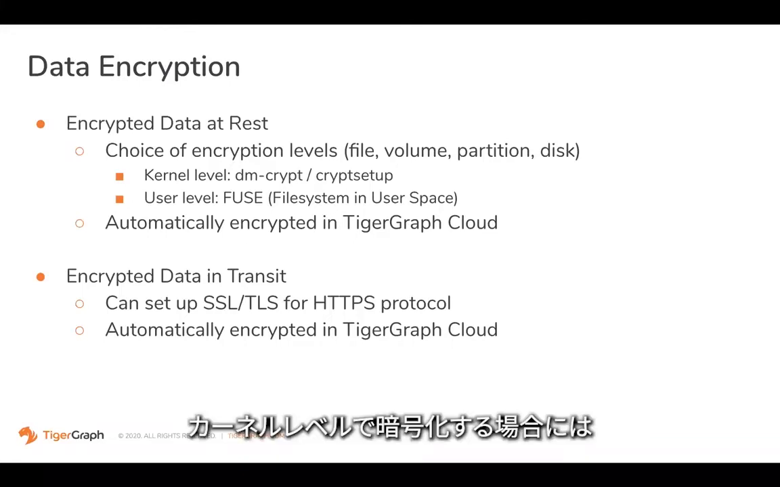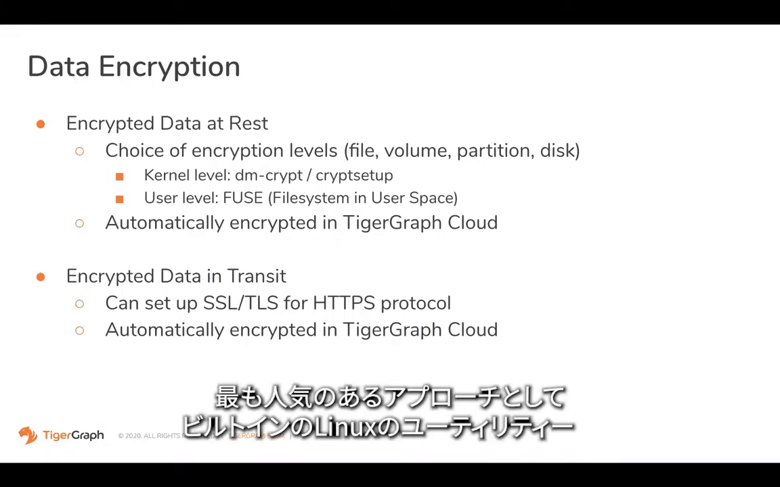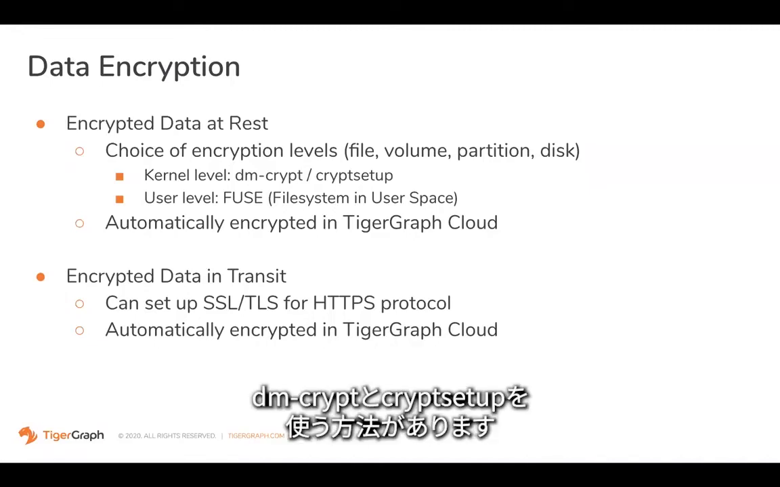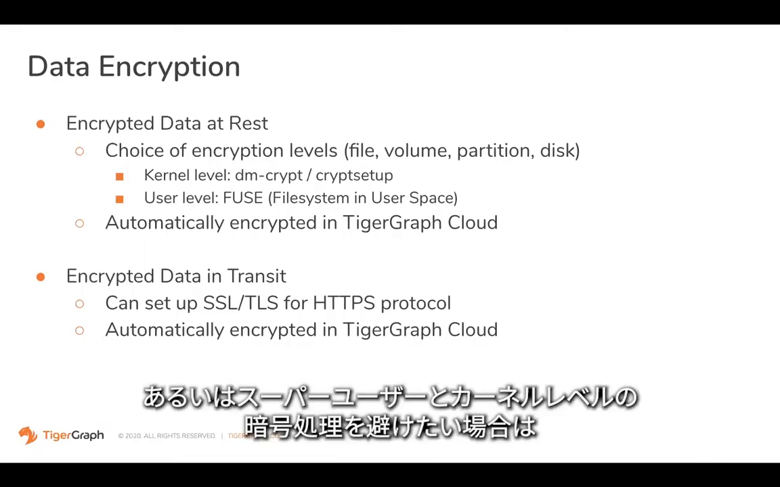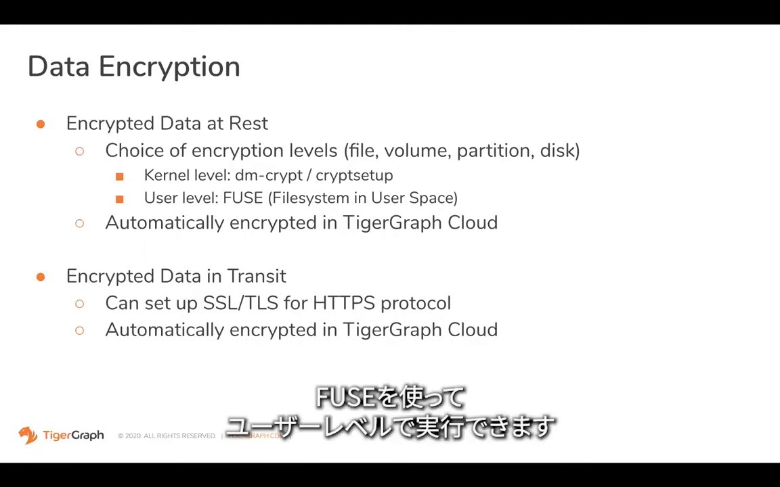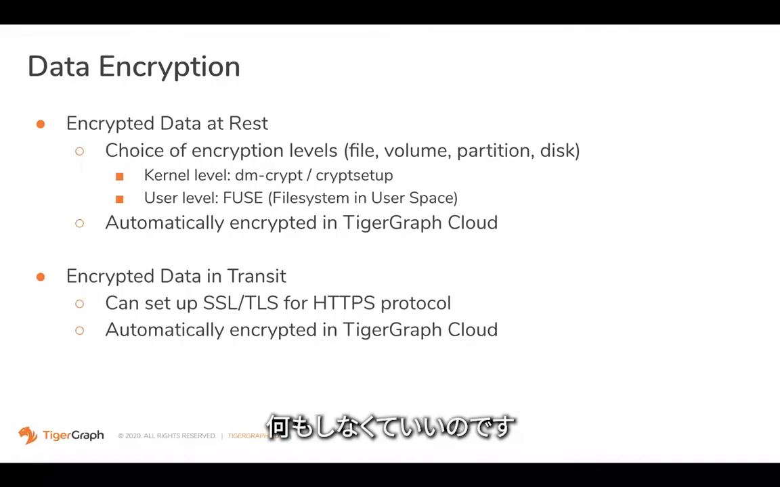If you're doing kernel level encryption, where you need super user privilege on the machine, one of the most popular approaches is to use the built-in Linux utilities, dm-crypt and cryptsetup. If you don't have that option or don't want to do it at the super user kernel level, you can do it at the user level using FUSE. TigerGraph Cloud, by the way, is automatically encrypted, so it's nothing you have to do there.